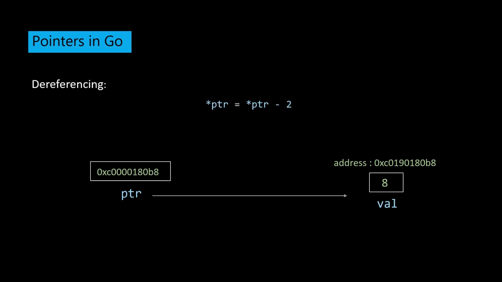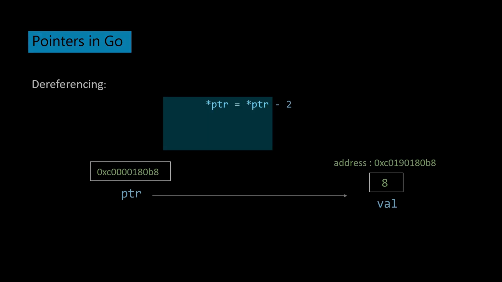Once our pointer is pointing to val, we can access and modify the value of val indirectly using our pointer. So to access the value, we can use the star operator. As you can see, the given code changes the value of val.